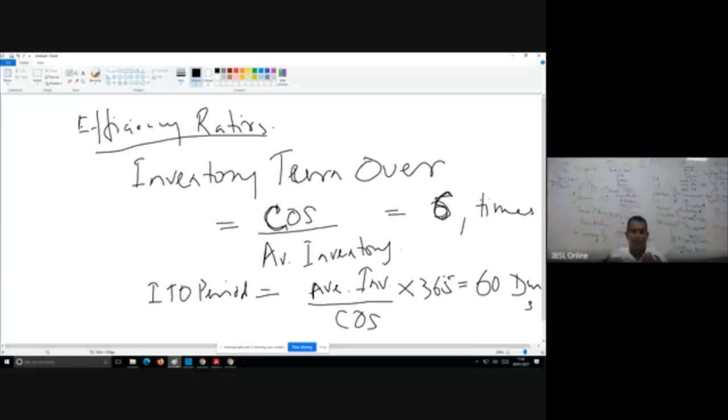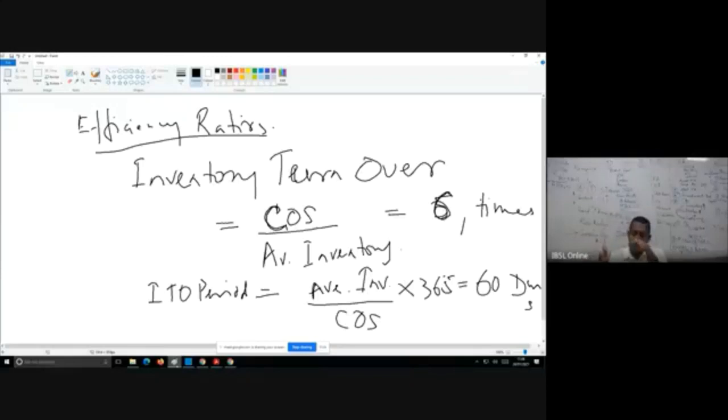Then the same way you can calculate something called inventory turnover period. That is the inverse of the inventory turnover: average inventory comes up, cost of sales goes down, and multiply by 365, which is 60 days. That means every 60 days you convert your inventory into sales. You need 60 days to convert your inventory into sales, right? The smaller the number of days, the better the efficiency. The larger the number of times, the better the efficiency.